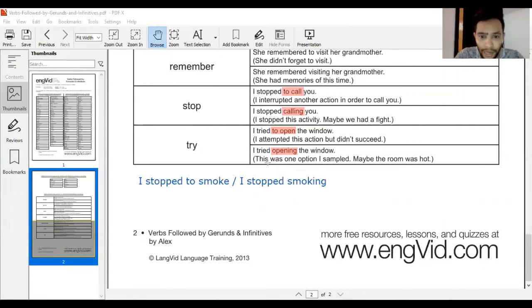Entonces, imaginen, aquí tenemos lo siguiente. This was one option I sampled. Maybe the room was hot. Entonces, le voy a colocar una situación. Imagínense que yo en este momento estoy en mi cuarto, digamos que el aire acondicionado está apagado, el abanico está apagado, ¿cómo es? Las ventanas todas están cerradas, yo estoy completamente encerrado y hace mucho calor.